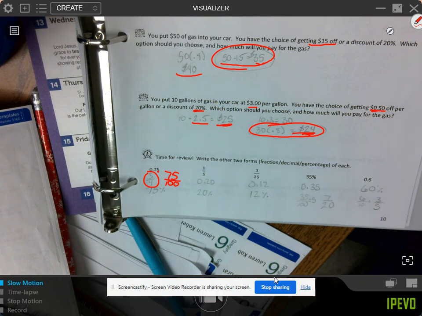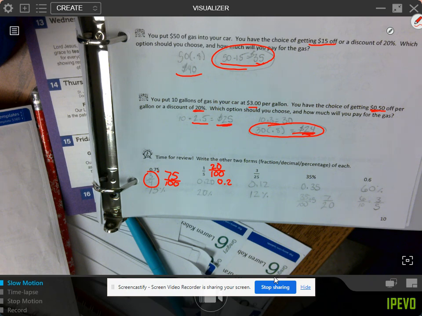1/5 we need to put up to that 100. 5 times 20 gets us 100. 1 times 20 is 20. So I know it's 0.20 or 0.2. Either one is acceptable. And 20%.